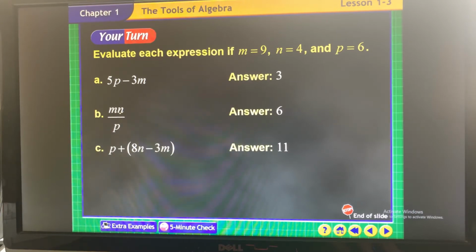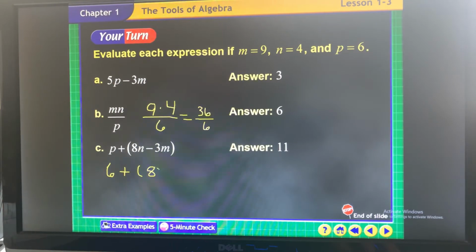For this one, I just want to make sure you're okay with it. It's m times n, so m times n divided by 6. So 9 times 4 is 36. 36 divided by 6 gives you 11. This one is 6 plus 8 times 4 minus 3 times 9.